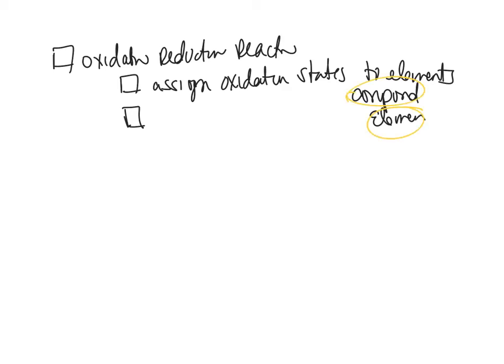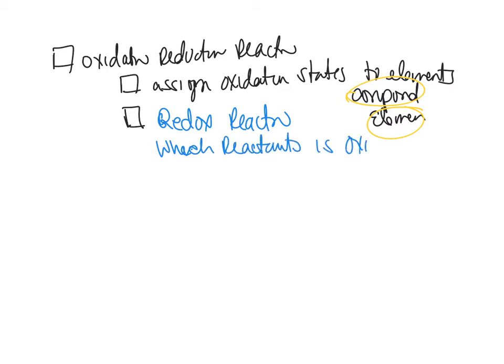And the other thing I need you to be able to do is in a reaction, we call it a redox reaction, I want you to figure out which reactant, so it's on the left side, is oxidized and which one is reduced. Now keep in mind, if it's oxidized, it is the reducing agent.